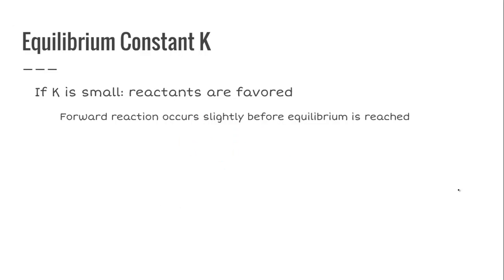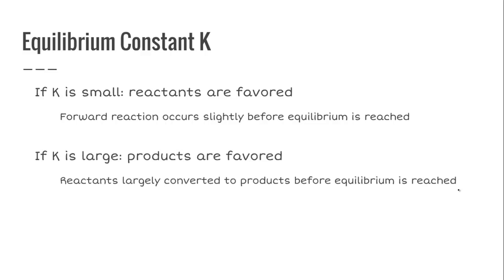What we find is when we calculate that value of K, if it is small, the reactants are favored. So your forward reaction occurs slightly before equilibrium is reached. If your K is large, your products are going to be favored. So your reactants are largely converted to products before equilibrium is reached. So a small K, you hit equilibrium quickly. Large K, it's going to take a lot more of that reaction to go before you're going to hit equilibrium.